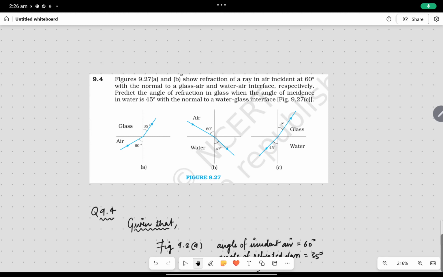So we have question number 9.4, and in this question we have to find the relative refractive index of glass and water, and second, the refracted angle, not the exact value but the approximate refracted angle that you're going to get in this particular condition, right?